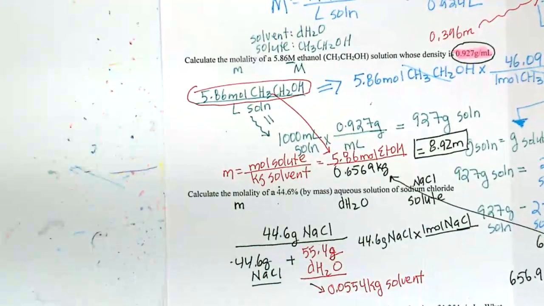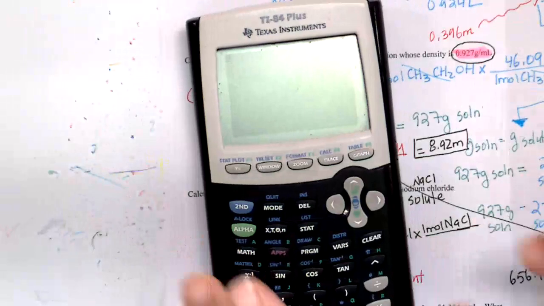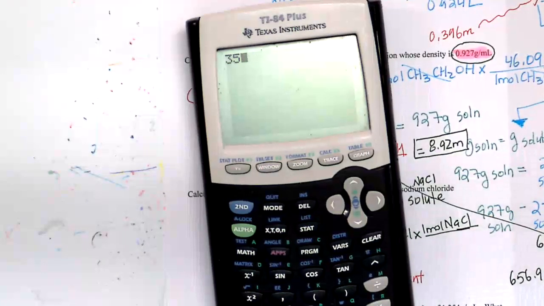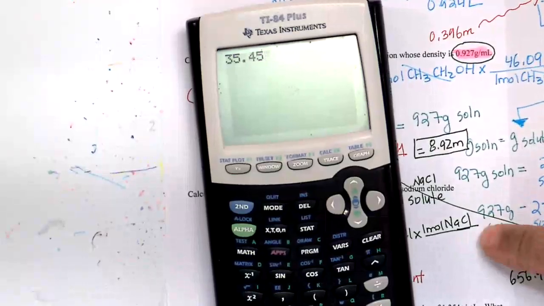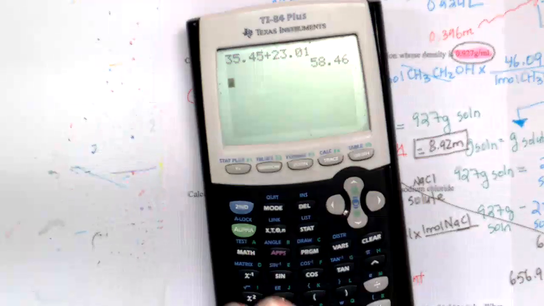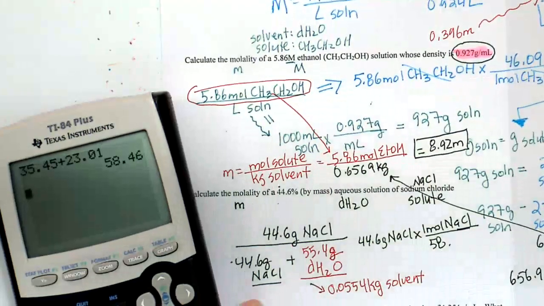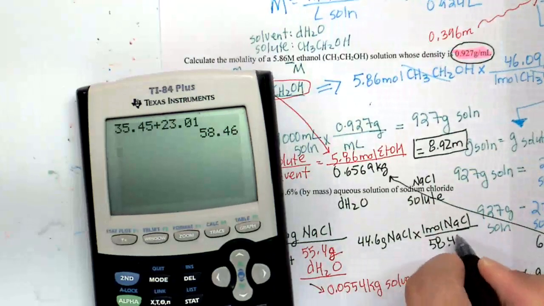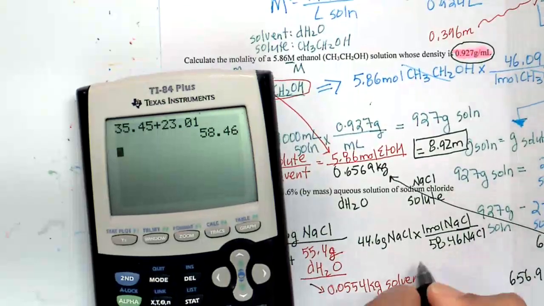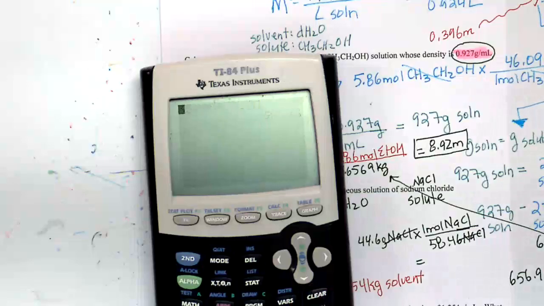All right, so sodium is about 23 and chlorine is about 35. I know chlorine is 35.45. I'm just adding up the numbers from the periodic table. Sodium, I believe, is 23.01. So this is about 58.46 grams in 1 mole of sodium chloride. Okay, the grams cancel.